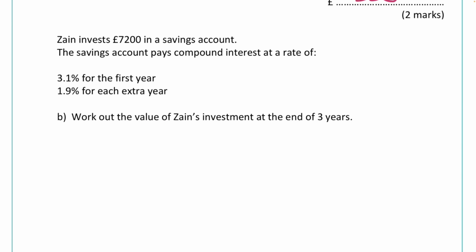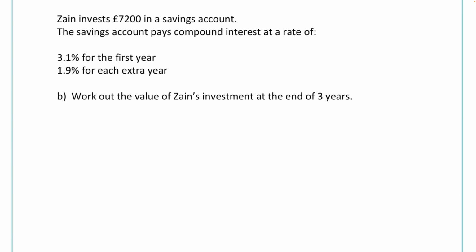We are looking at compound interest. Zane invests $7,200 in a savings account. It gets compound interest of 3.1% in the first year and 1.9% for each extra year. So if we get 3.1%, well, 100 plus 3.1 is 103.1%. If you divide that by 100, you get your multiplier, which is 1.031. For the next one, it follows the same pattern. It's 1.9%, so it's 1.019.